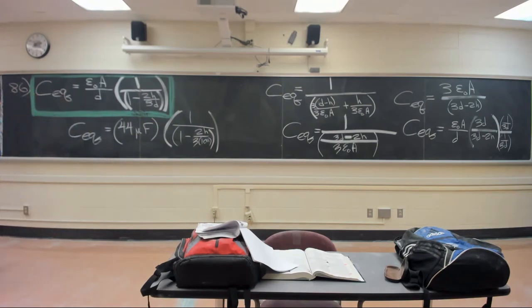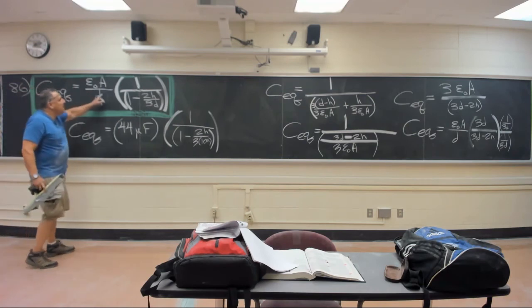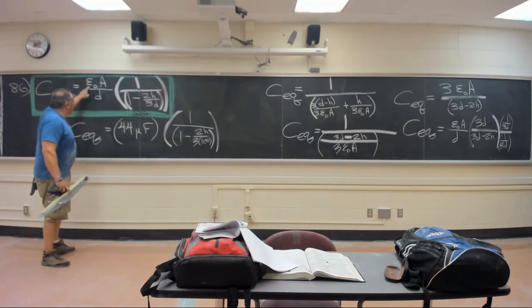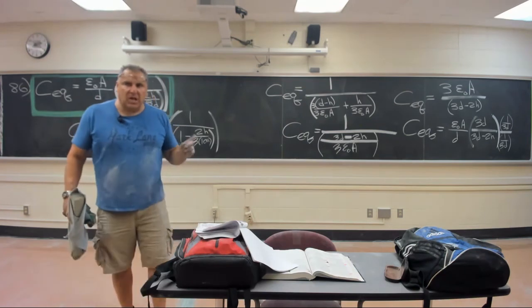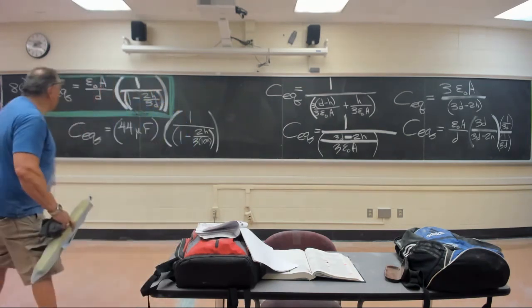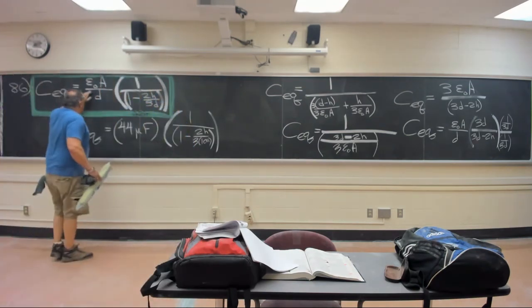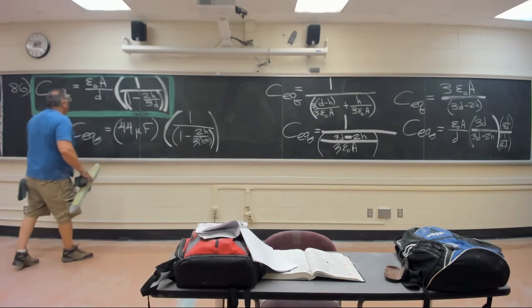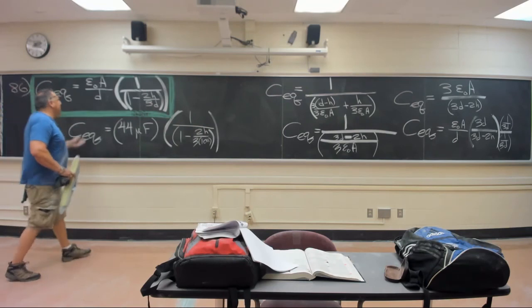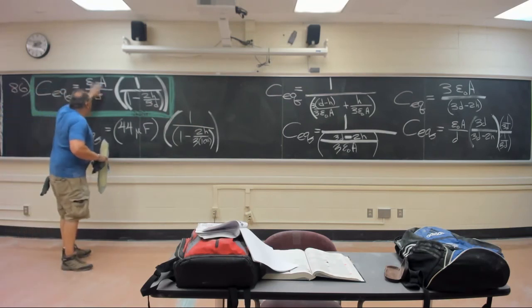Yeah, so that can be written a bunch of ways. The big thing, guys, is this. Bam. You get it to this. The epsilon naught A over D is the capacitance in the absence of any dielectric. And they gave us data pertaining to that.